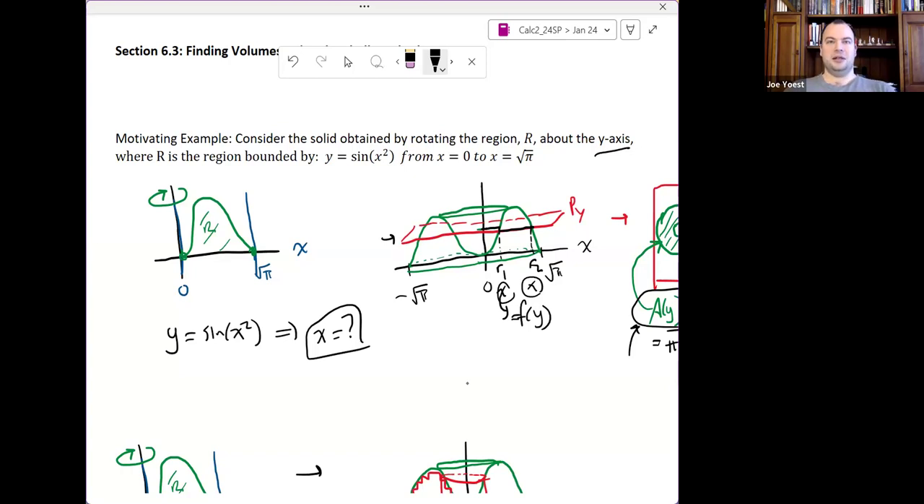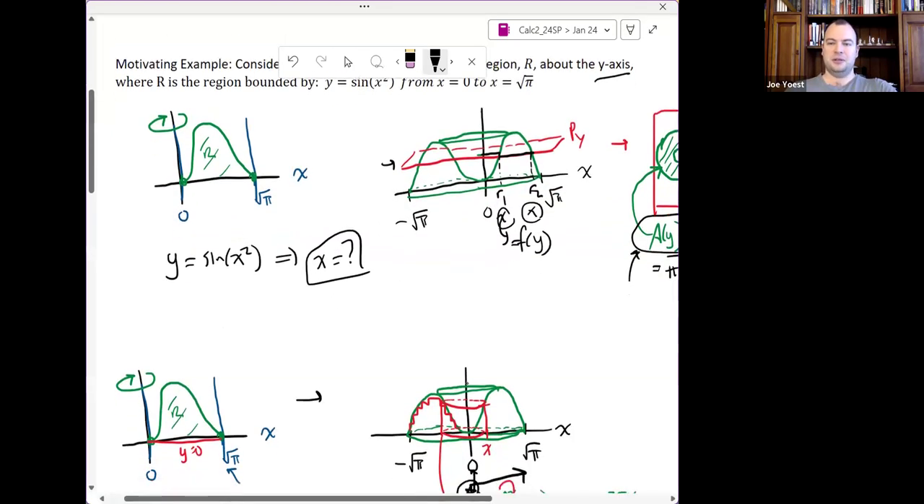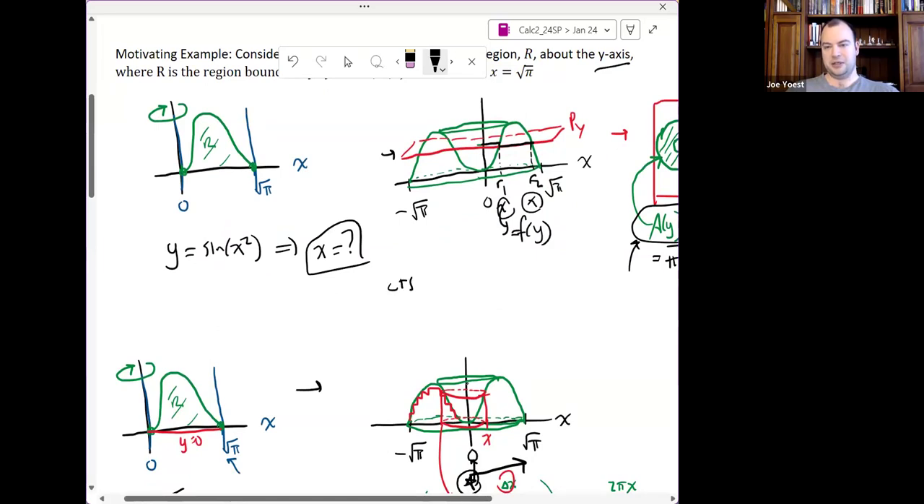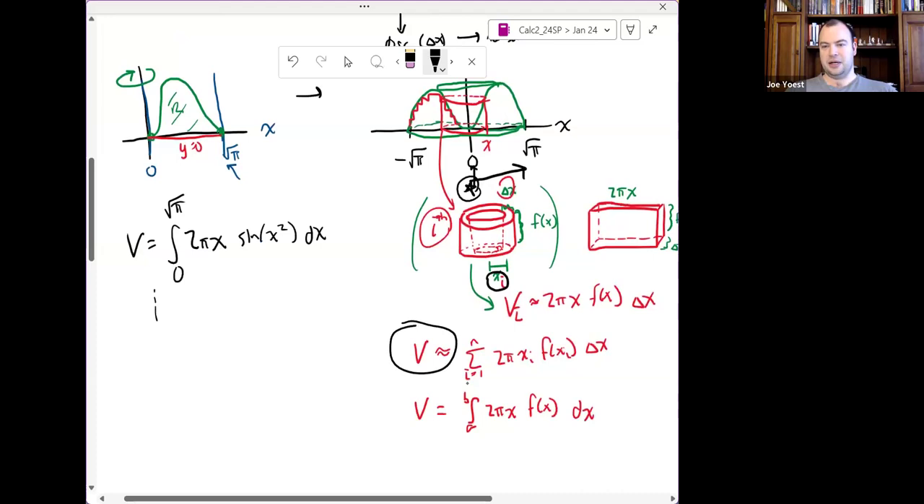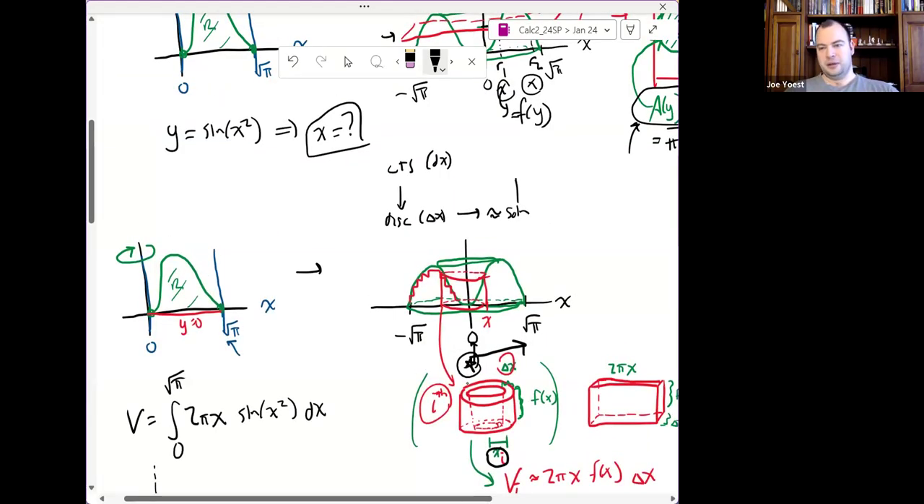And when I get that answer, I limit to get back to the continuous side of things. So I start at continuous. I pass to this discrete. I start with dx kind of ideas. I pass to delta x. I get an approximate solution, right? I get an approximate volume, typically represented as a sum. And then I take the limit as n goes to infinity, and get back to the continuous solution.